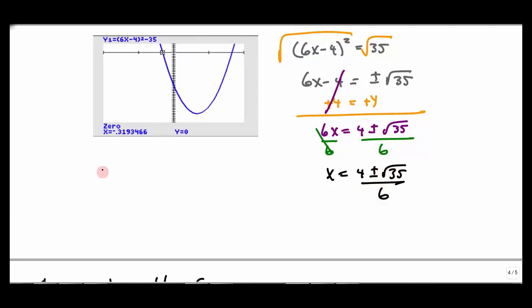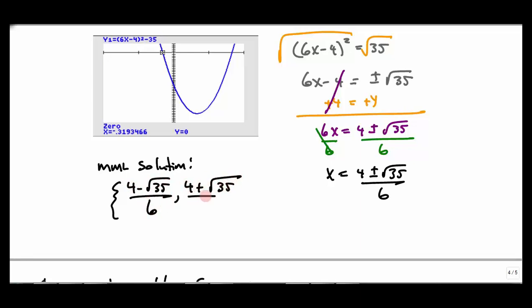So in MyMathLab, you don't have the plus or minus key, so you would have 4 minus the square root of 35 over 6 is one solution, and 4 plus the square root of 35 over 6 for your other solution. Now also, we already knew one of these solutions was a negative 3.193466. Let's go ahead and check this one on the left on our calculators.